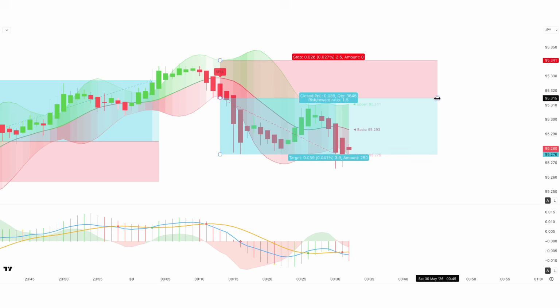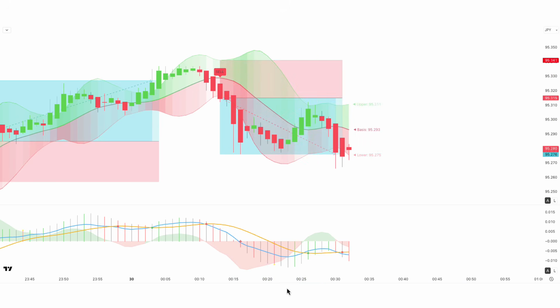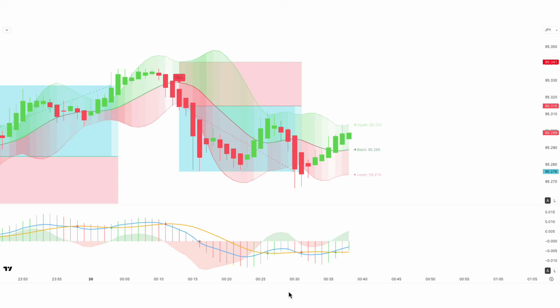I hope you liked this trading setup and strategy. If not, then it doesn't matter. We are going to see examples of some trades.